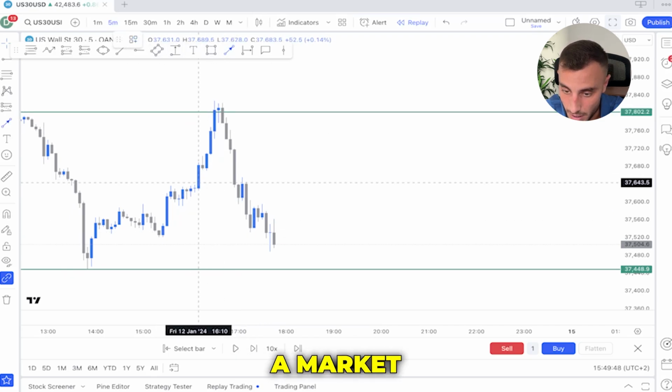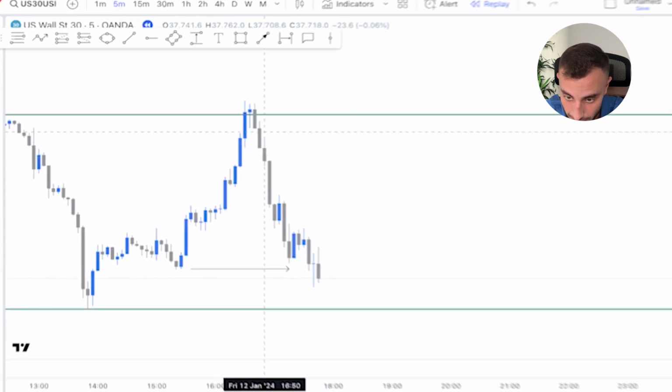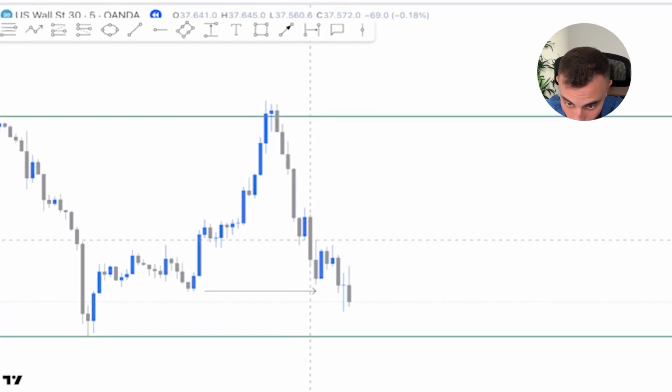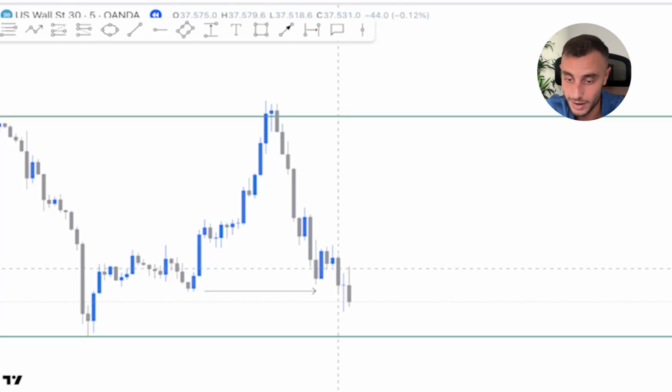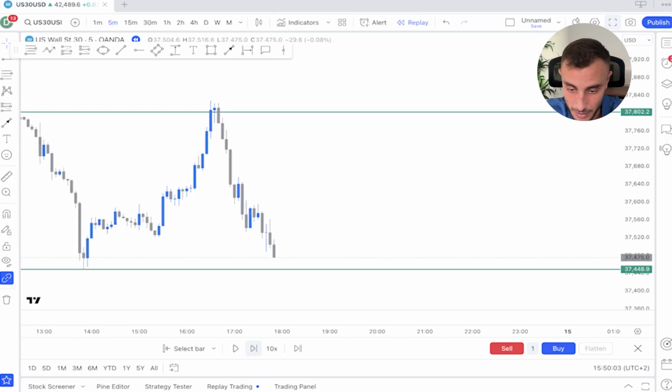Theoretically, we have a market structure shift right here, right? But check this out. We have one gap, we have two gaps, we have three gaps. Oh, the fourth one is here. So we have 4 fair value gaps. If we have 4 fair value gaps, we won't look for a setup anymore.